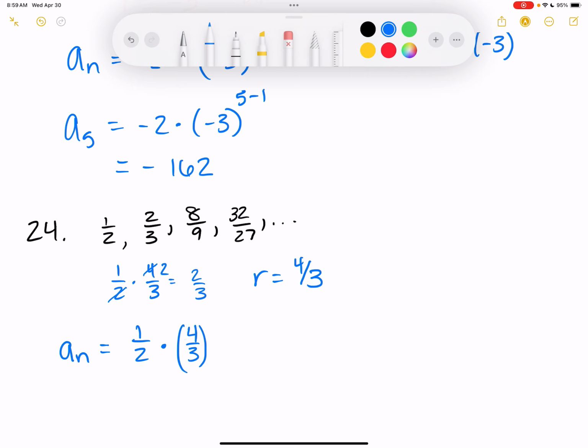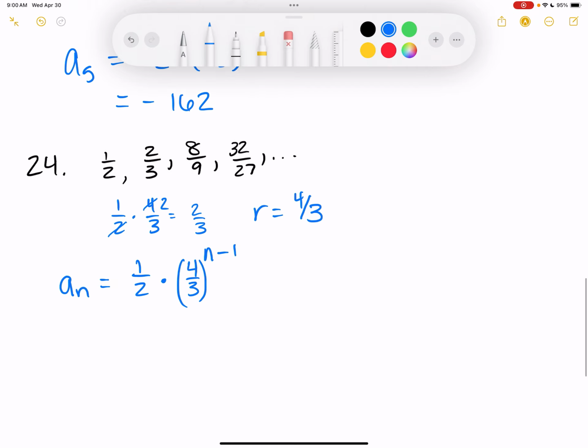Okay, 4/3 raised to the n minus 1, since this was the first term. Again, I could choose any of the terms they gave me and go from there, but I'm choosing the first one. So then a sub 5 is equal to 1/2 times 4/3 to the 5 minus 1, which ends up being the 4th power. So then I would probably just use your calculator at this point and do 4 divided by 3 raised to the 4th, divided by 2, same thing as multiplying by 1/2.